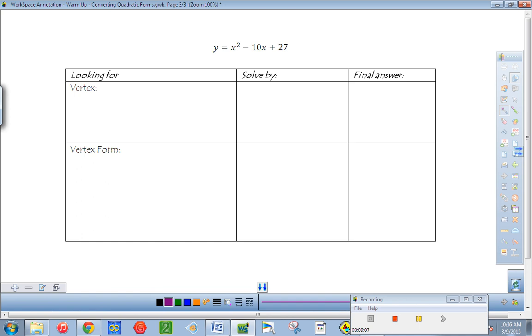It's A. What do you know on the vertex? Vertex. Let me tell you. A-H-K. We got a vertex form is gonna be y equals.